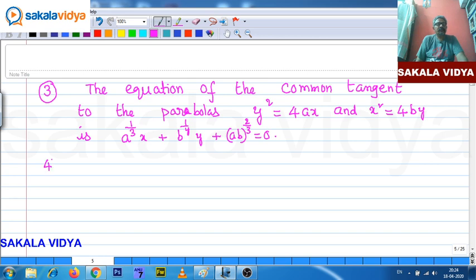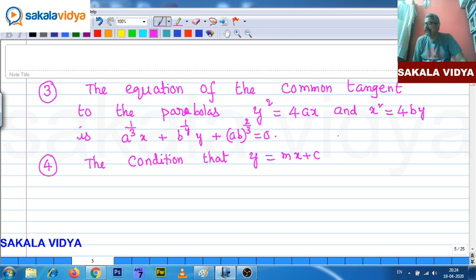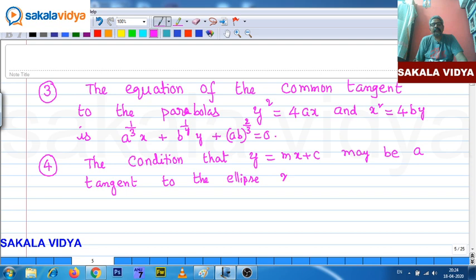Okay, and one more point, the condition that y is equal to mx plus c may be a tangent to the ellipse, standard form of the ellipse, x square by a square plus y square by b square is equal to 1, is c square is equal to a square m square plus b square. Okay.